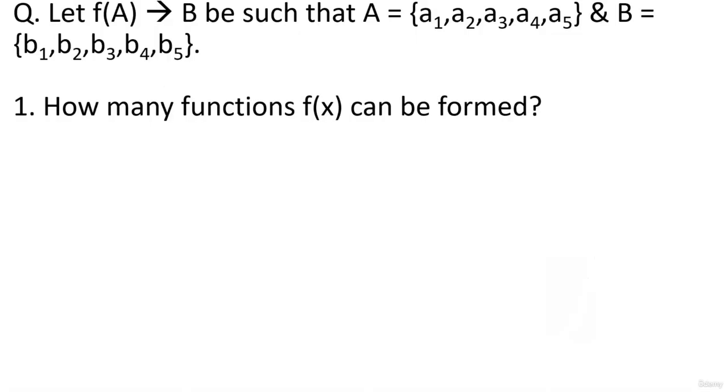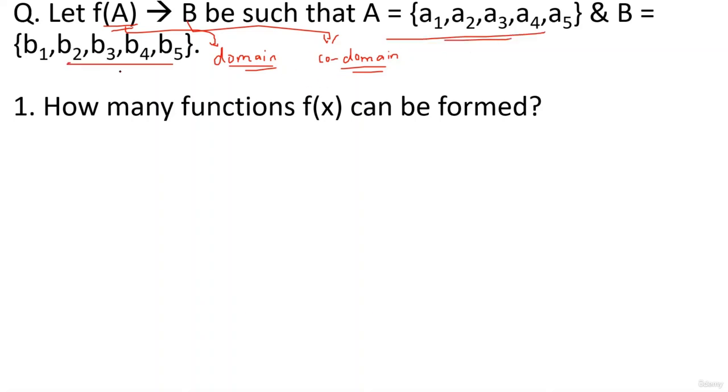Let f from A to B be such that A is equal to a1 to a5 and B is equal to b1 to b5. Guys, जब भी question ऐसा दिया होता है, always remember, when they are saying f from A to B, in this case A becomes your domain, and B they're specifying is nothing but your codomain. So there's a function जिसमें A is the domain and B is the codomain. They're asking you how many functions can be formed. Okay, how many functions can be formed guys?